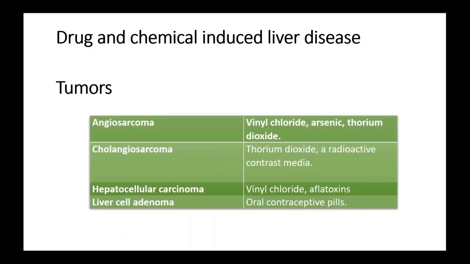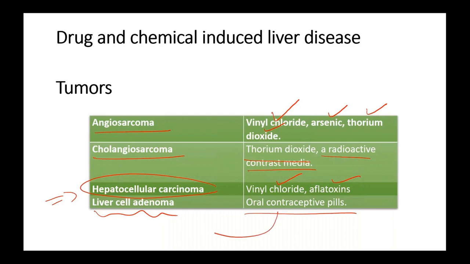Drugs and chemical induced liver injury. So the different tumors which can cause liver injury: angiosarcoma associated with vinyl chloride, arsenic, thorium dioxide; cholangiocarcinoma, thorium dioxide, radioactive contrast media; hepatocellular carcinoma is most important, vinyl chloride, aflatoxin; liver cell adenoma associated with oral contraceptive pills.